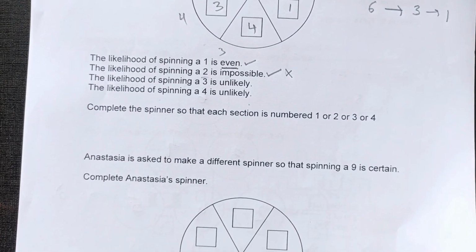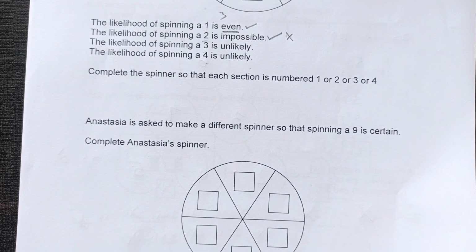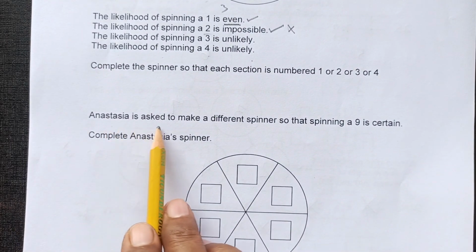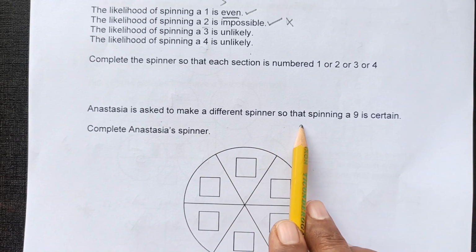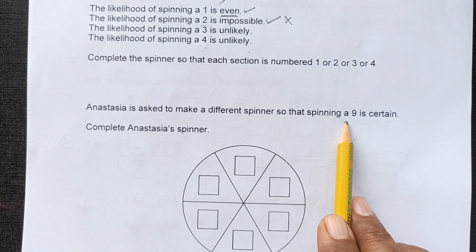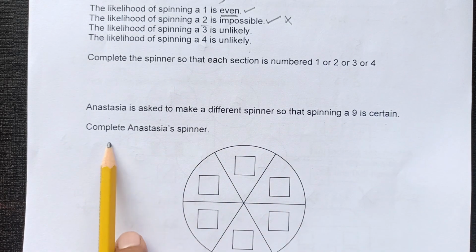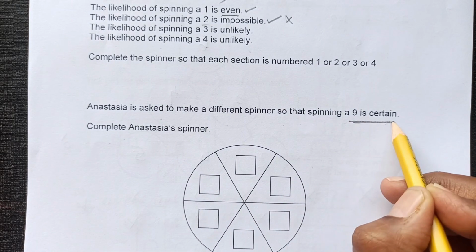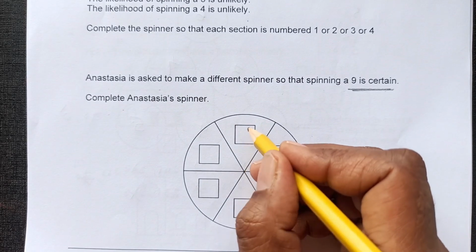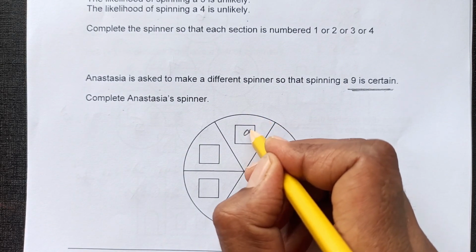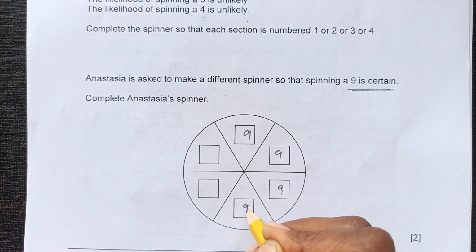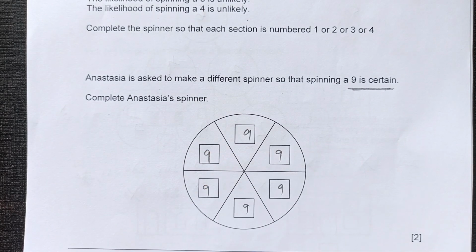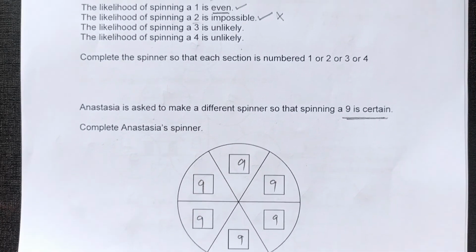Then the next one is: Anesthesia is asked to make different spinners so that spinning a 9 is certain. Complete this spinner. If this is certain, that means every section should have 9 there. So 9, 9, 9, like that. Simple. Done. So that's it for this paper.